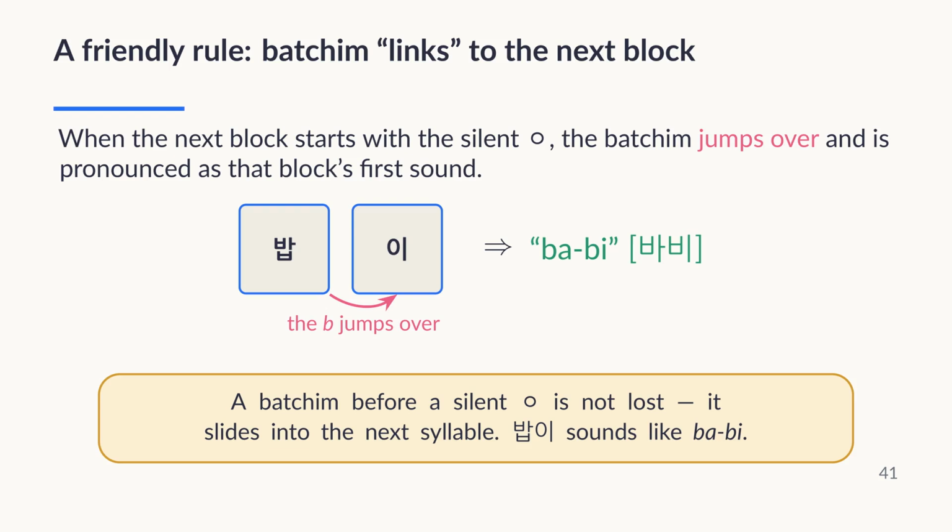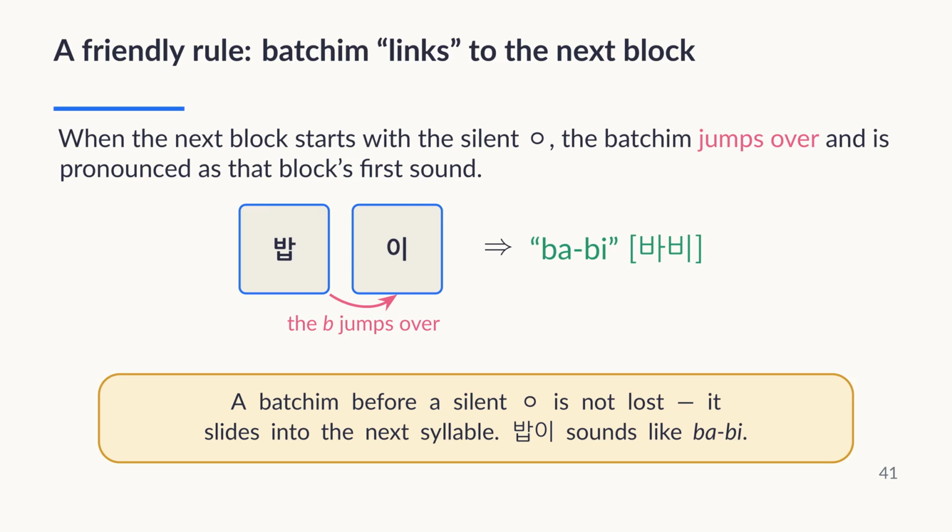Here is a friendly and very common rule that will make your reading sound natural. Linking, sometimes called liaison. When a syllable ending in a bachim is followed by a syllable that begins with the silent circle, meaning that next syllable really starts with a vowel, the bachim consonant jumps over and is pronounced as the first sound of the next syllable. Look at the example. We have bap, ending in the bachim B, followed by the block I, which starts with the silent circle. Instead of saying bap-i with a hard stop, Koreans slide the B over into the second syllable, and it comes out as ba-bi.